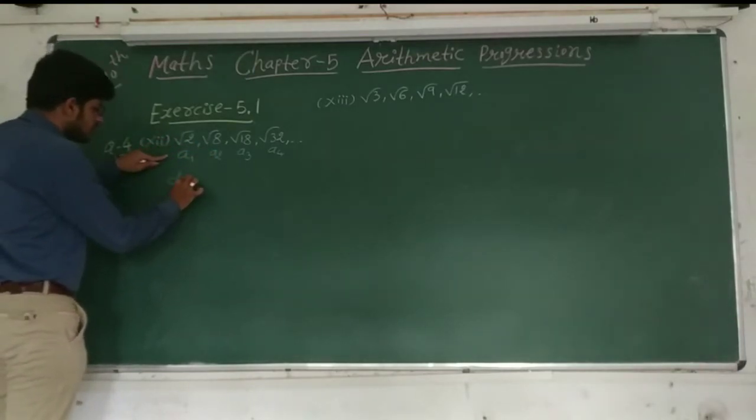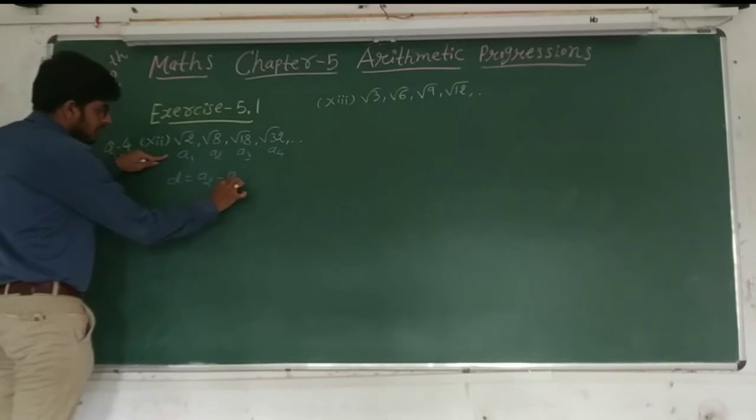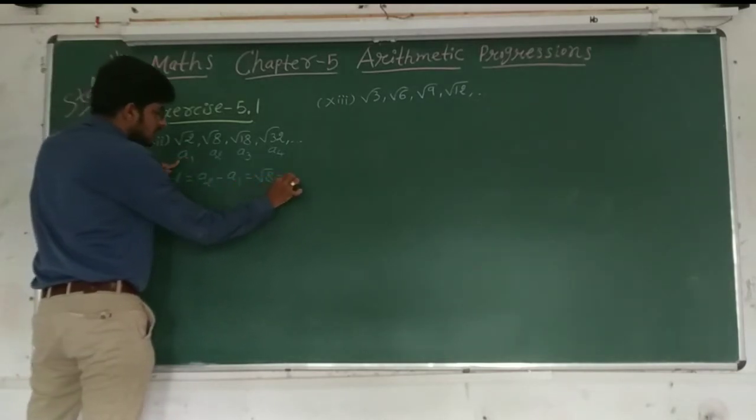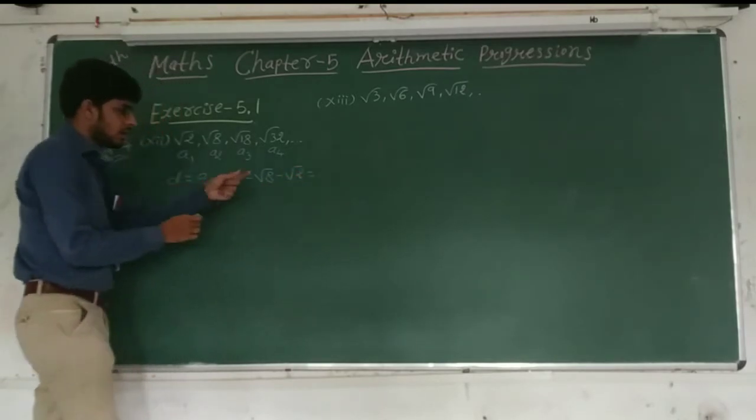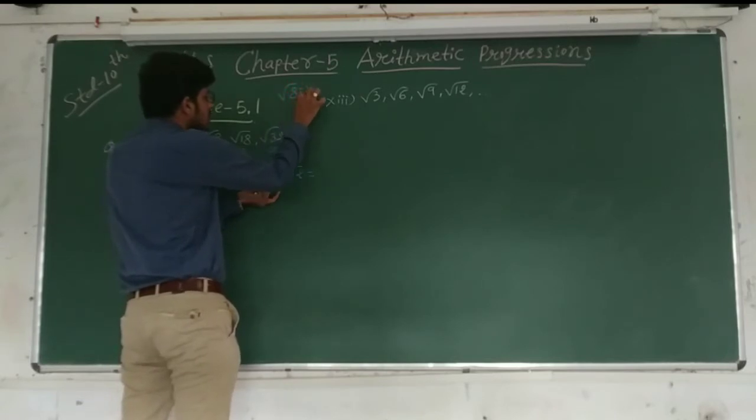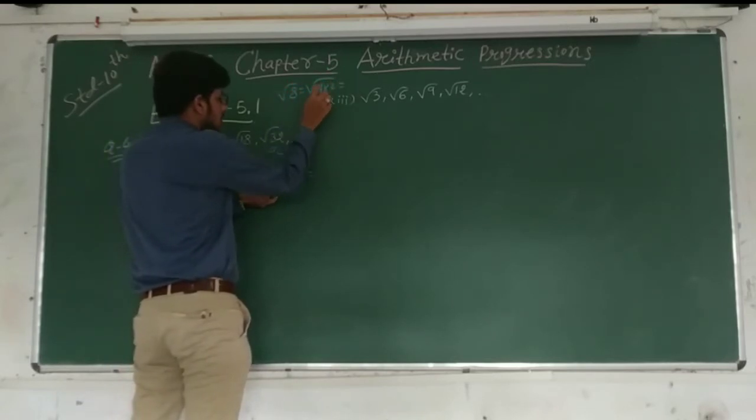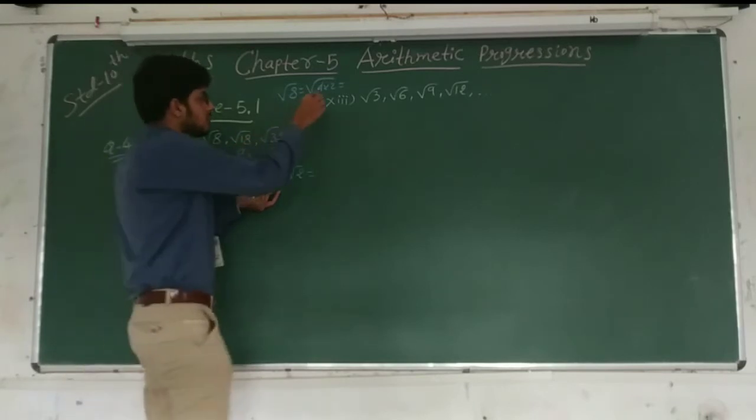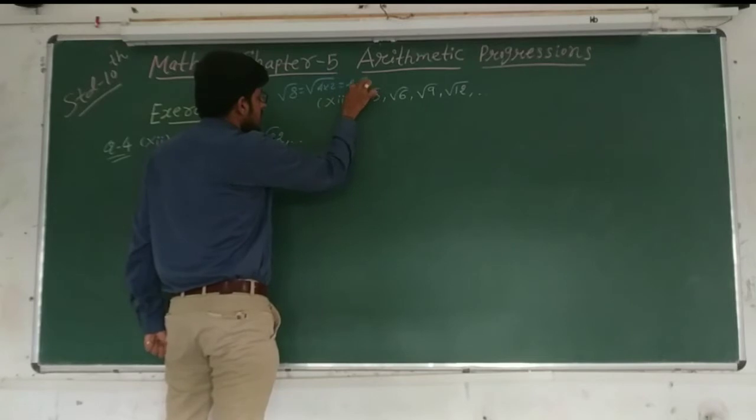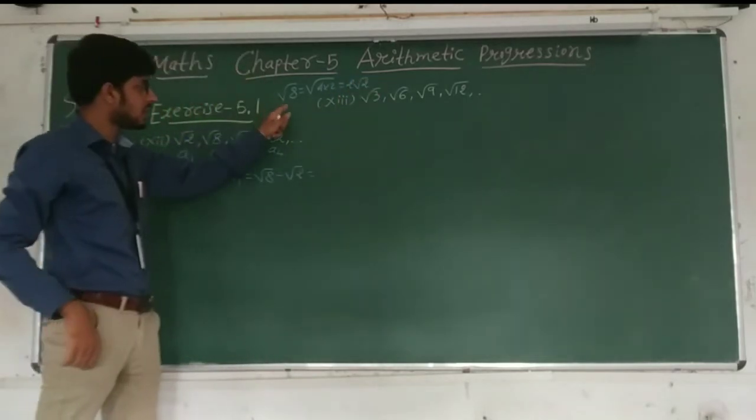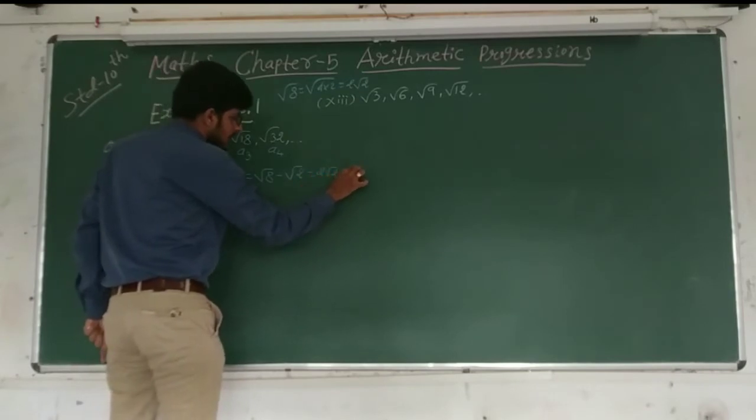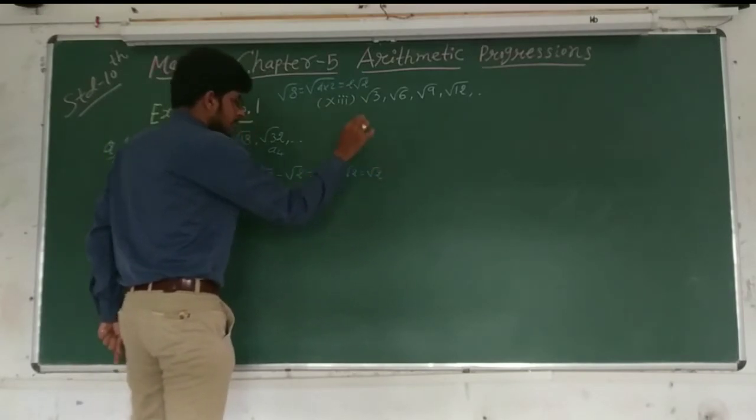So d is equal to a2 minus a1. The second term is √8 minus the first term √2. Now simplify. √8 is equal to √4 into 2, and √4 is 2, so we write 2√2. So √8 gives 2√2. So 2√2 minus √2 gives √2.